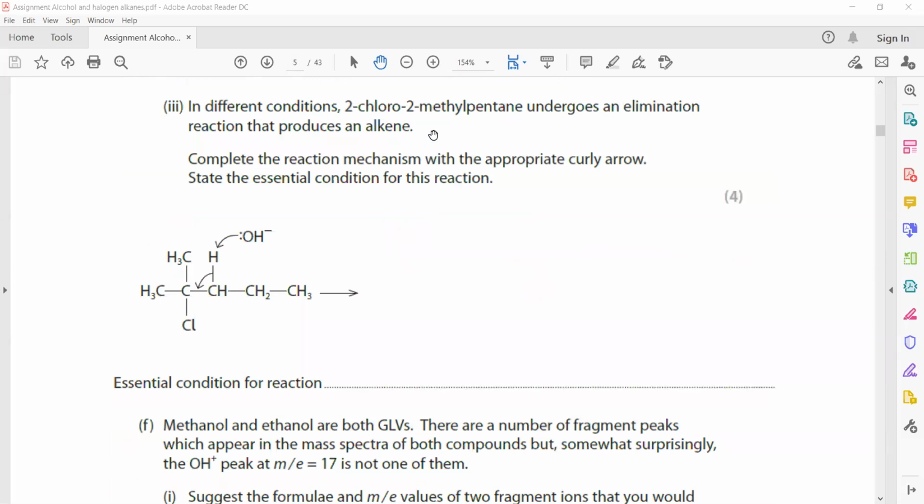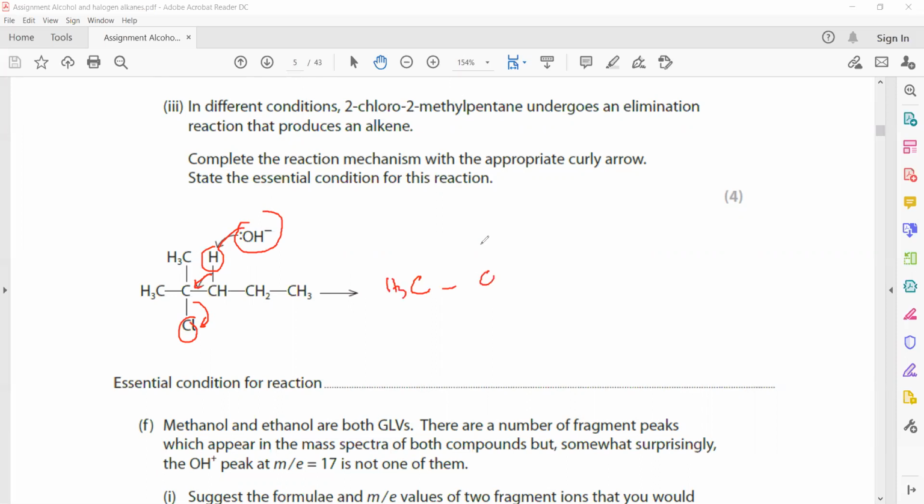In different conditions, 2-chloro-2-methylpentane undergoes an elimination reaction. Elimination reaction of a halogenoalkane forms an alkene. Complete the equation, complete the reaction mechanism with appropriate curly arrows, and give the essential condition for this reaction. So basically what happens: this hydroxide ion will attract this hydrogen and the carbon will form a double bond, and the chlorine will also leave by taking both electrons. So the resultant molecule will be an alkene.